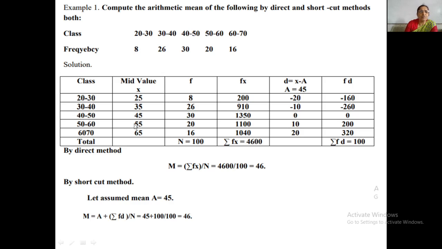So in this case, what we do? We first find out the midpoint of the class interval. In this case, the midpoint of the first class interval is 20 plus 30 divided by 2, the sum of the upper and lower class limit divided by 2, that is 25. Similarly, for the second class, it is 30 plus 40 divided by 2, that is equal to 35. For the third class, it is 40 plus 50 divided by 2, that is 45. Similarly, we can compute it for the next two classes. So these are all midpoints of the class and these are all class frequencies.